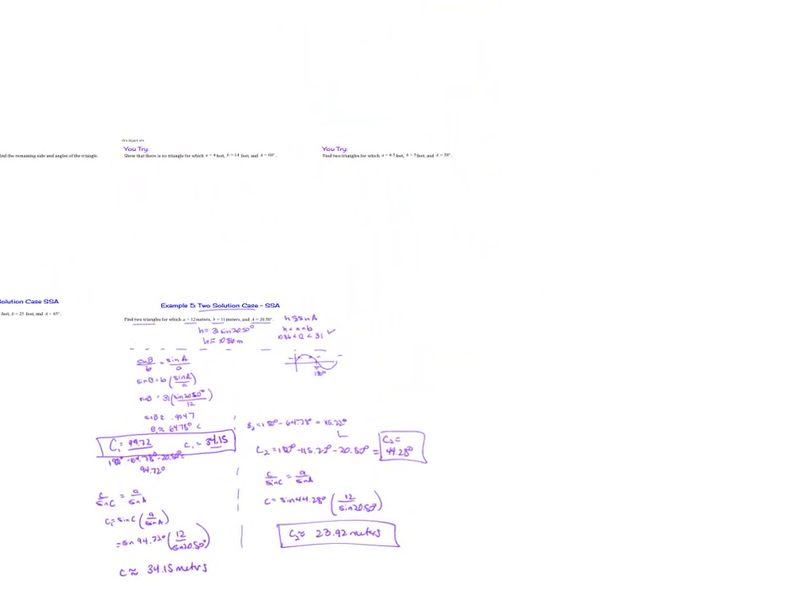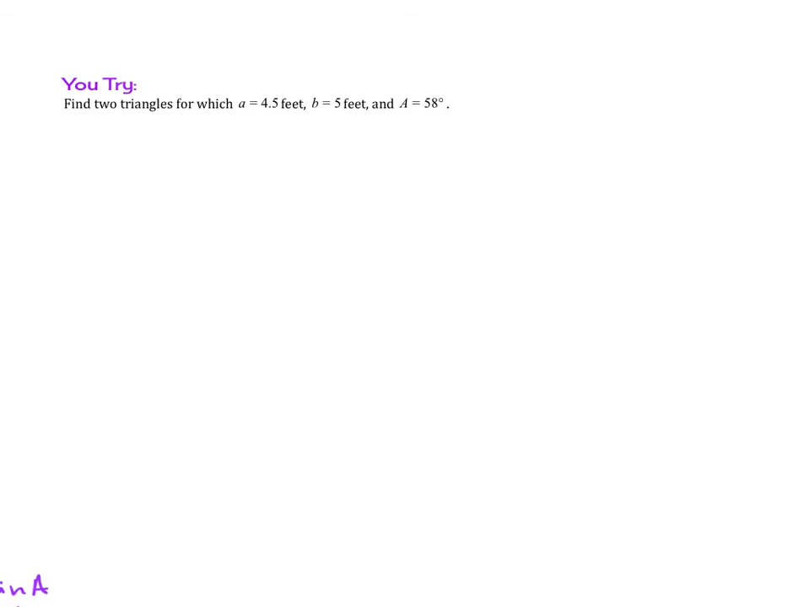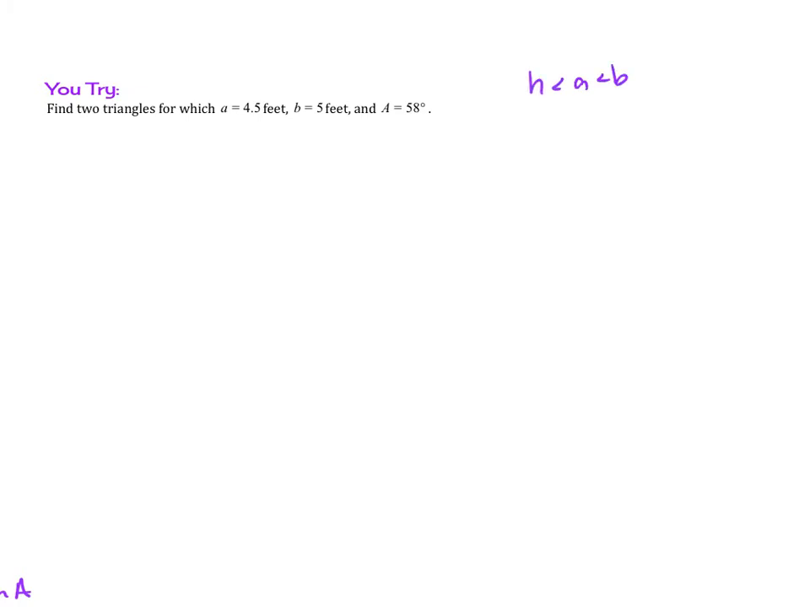So go ahead and try this example here. Find two triangles for which a is 4.5 feet and b is 5 feet and A is 58 degrees. So it already tells you that there's two triangles, so you don't have to do that test where you're trying to figure out if a is between h and b, but in the homework you will have to, so try this out.